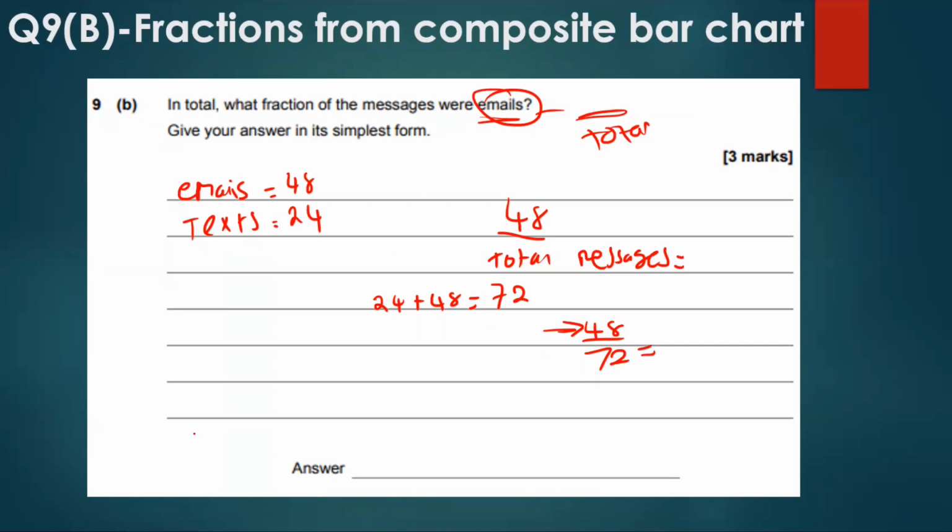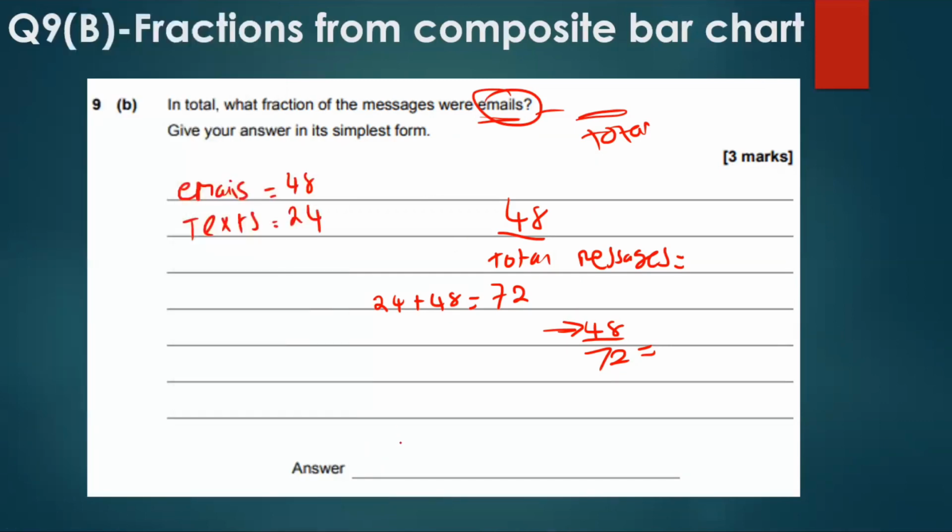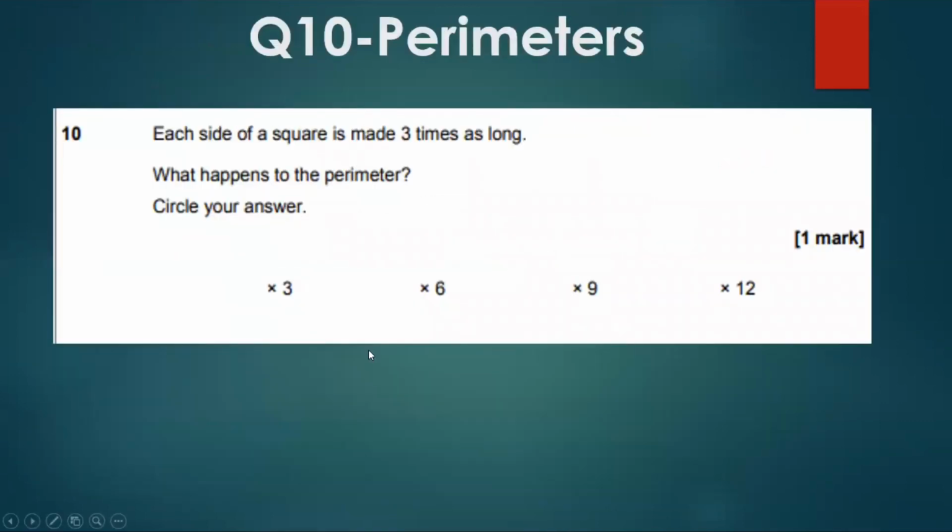Well, it's not cheating because it's a calculator paper, so I can put 48 over 72 into a calculator using the fraction button. And it gives me it simplified already. So I can say 2/3 in its simplest form. Okay, that's it for that one. I'm going to hand back over to Abdallah for question number 10, perimeters.